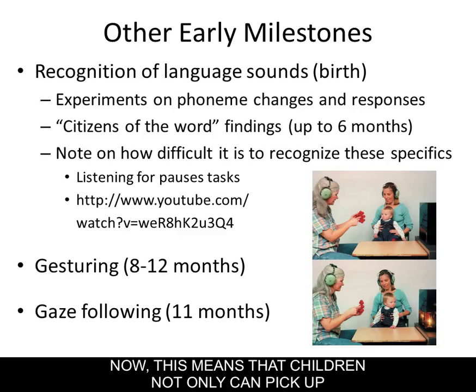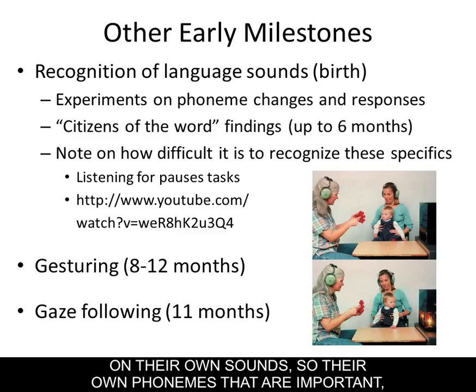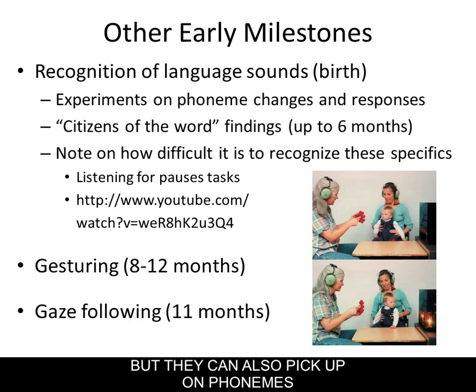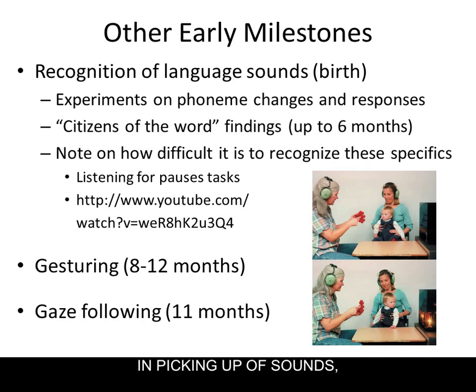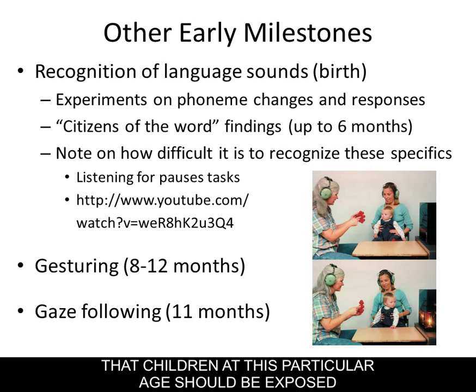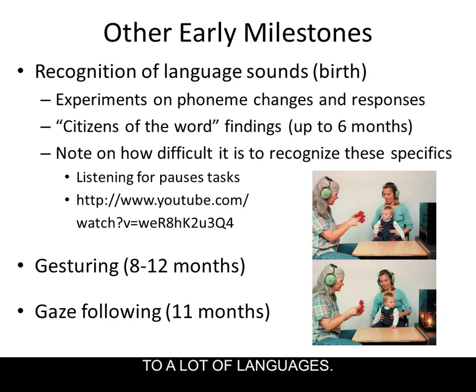Now, this means that children not only can pick up on their own sounds, so their own phonemes that are very important, but they can also pick up on phonemes of other languages as well. It's as if their ears haven't adapted to their specific language. And because of this kind of astute observation and picking up of sounds, a lot of researchers believe that children at this particular age should be exposed to a lot of languages.